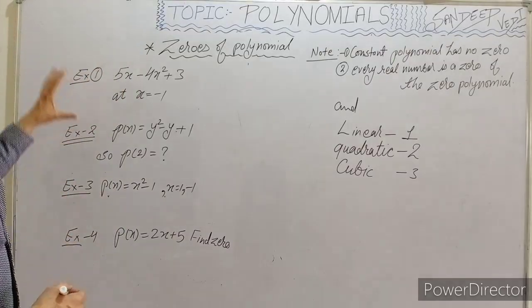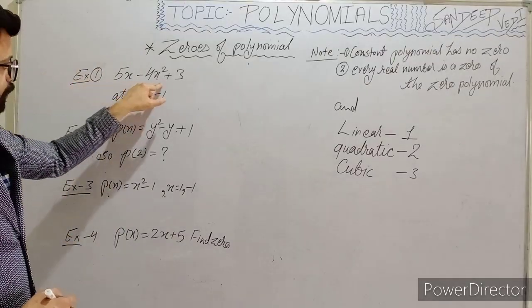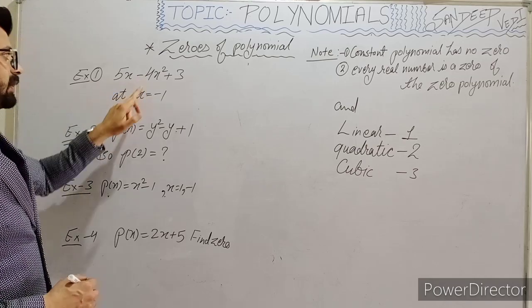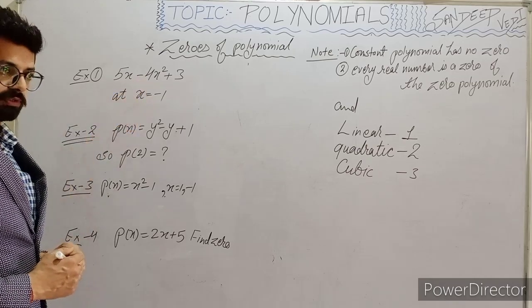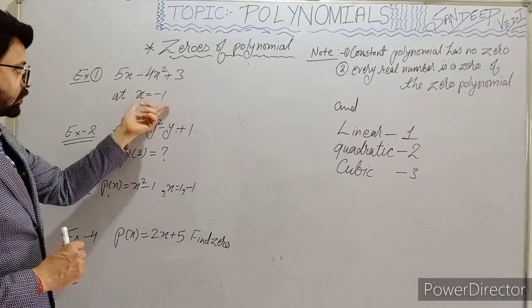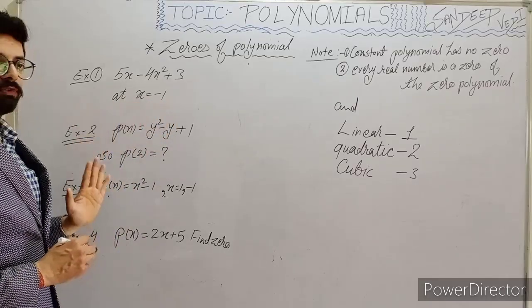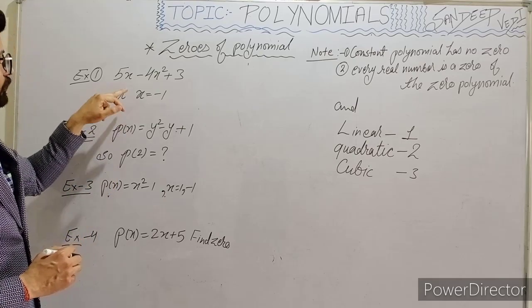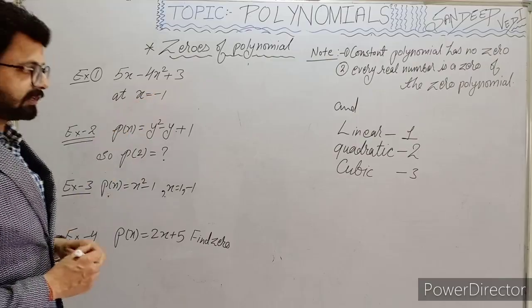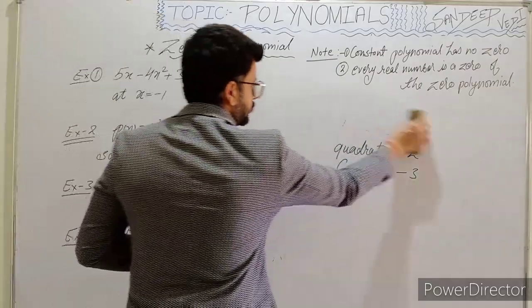So for the first one, a polynomial is given and the question is asking for the value of this polynomial at x equal to -1. We are not saying this is the zero; we will check whether this is 0 or not. First we will find the value of this polynomial at x equal to -1. So what to do for this?